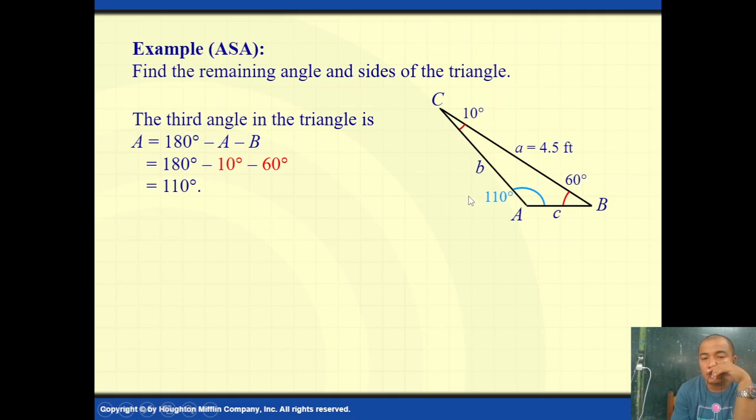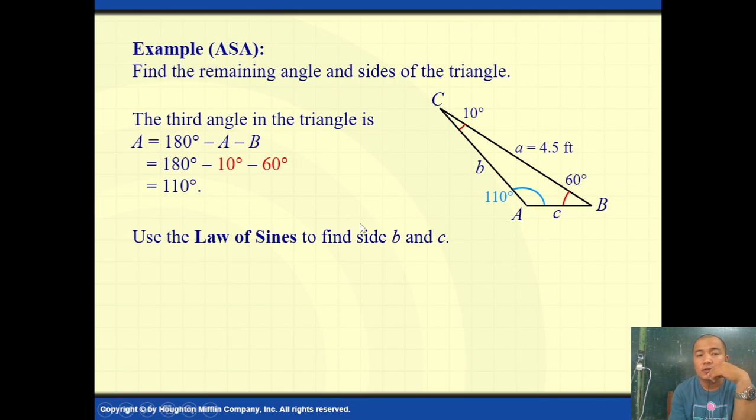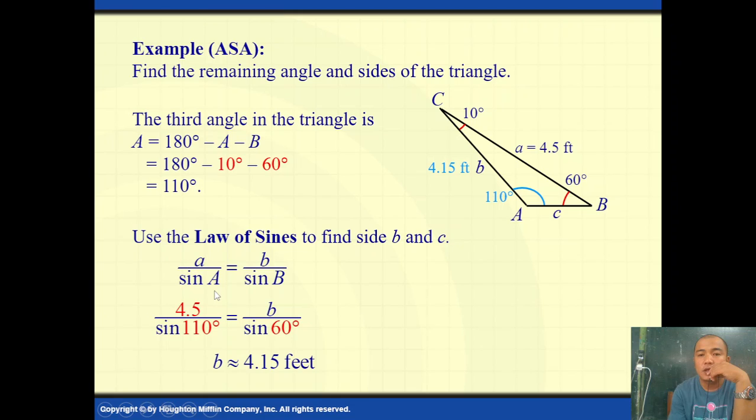So what we're trying to do here is to solve for side b and side c. To solve for side b and side c, we're going to use the law of sines. a over sine A is equal to b over sine B. Then substitute. a is 4.5, angle A is 110 degrees, equal to b over sine 60, because angle B is 60 degrees. From here, cross multiply: sine 60 times 4.5 divided by sine 110, using your scientific calculator. Then we will come up with this answer, 4.15 feet. Did you get it? I hope so. So that's the value of side b.